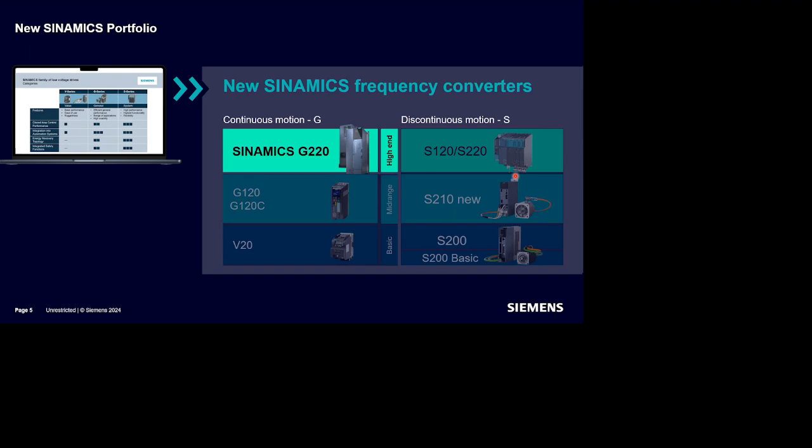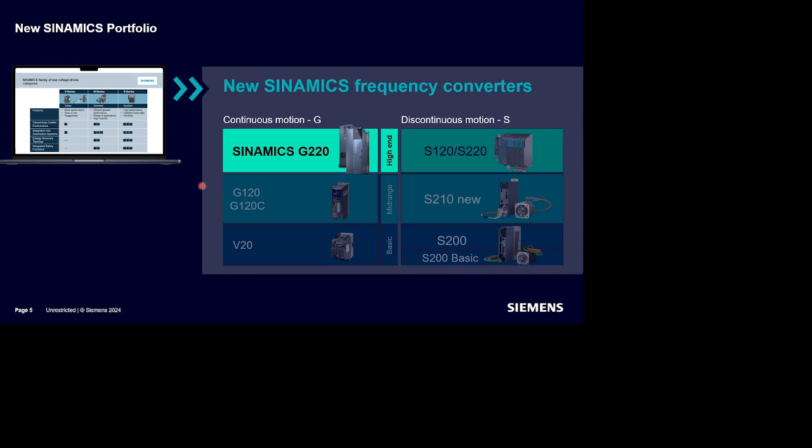So starting from the top, we have S220 partially. We are still waiting for the control unit to come, but it will come soon. Then we have the S210 new and the new S200. S200, the successor of the V90, if you remember, in two variants, S200 and S200 basic. With this, we already fulfill and complete the discontinuous motion, the servo side.